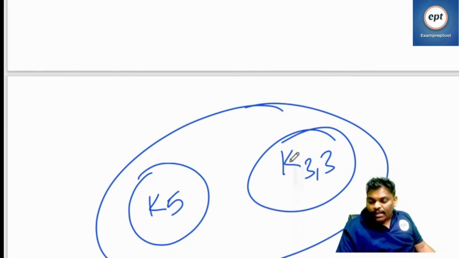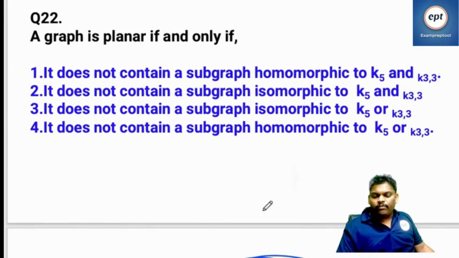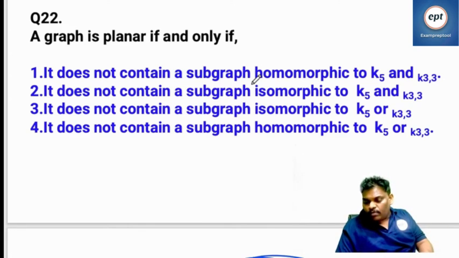See, both cannot be there. This one cannot be there, this one cannot be there. If one is also there, it fails. Listen everyone now. A graph is a planar graph if and only if it does not contain a subgraph isomorphic to K5 or K33, or homomorphic to K5 or K33.